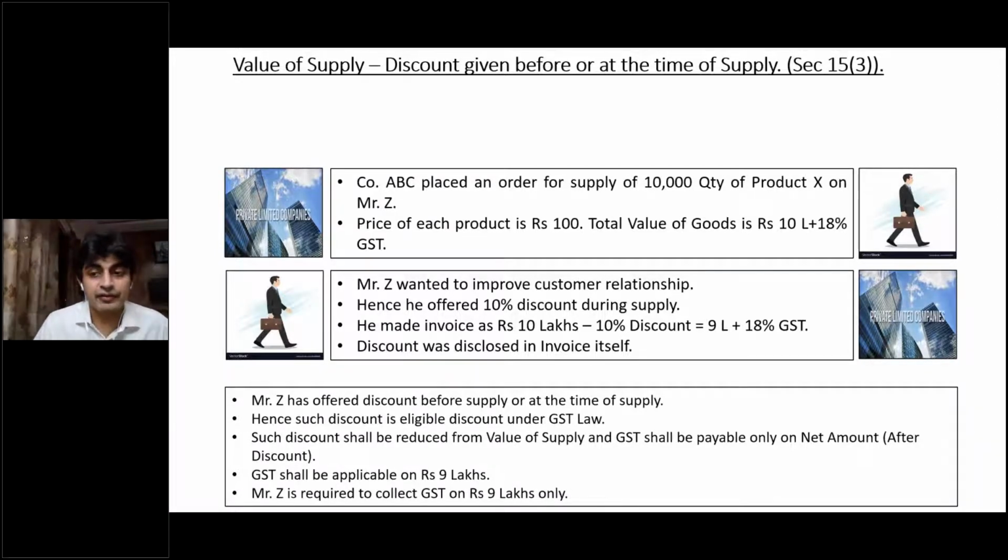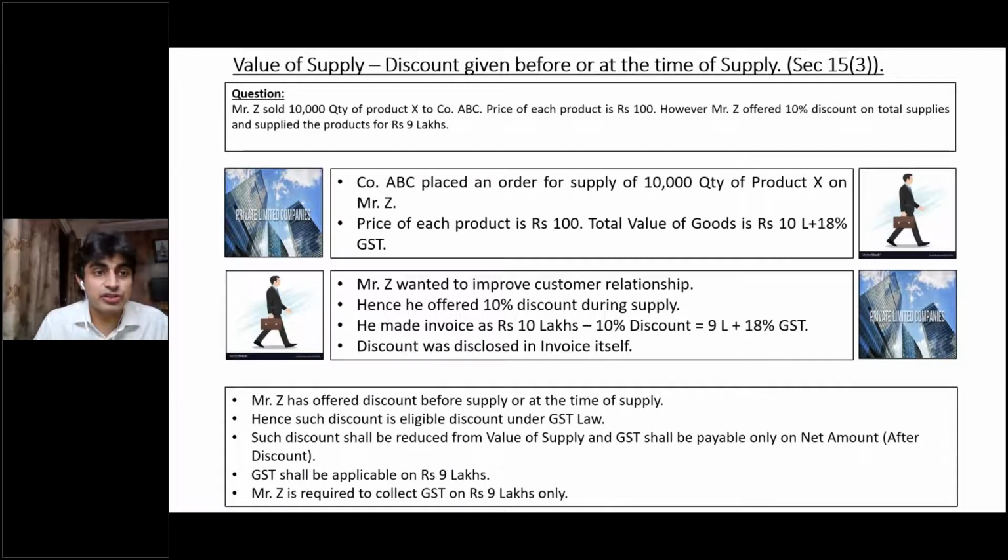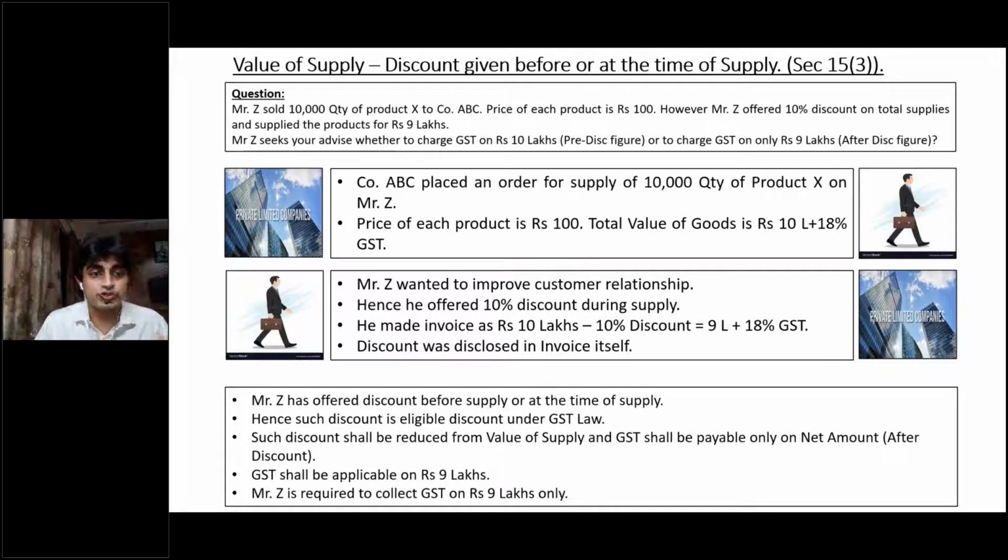Okay, Mr. Z is required to pay GST on how much? Only 9 lakh rupees. GST shall be paid on how much? Only on 9 lakh rupees. Clear? So this was my question: I have sold goods, 10,000 quantity, 10 lakh rupees, but I gave a discount immediately. So this is an eligible discount. GST shall be applicable only on 9 lakh rupees.